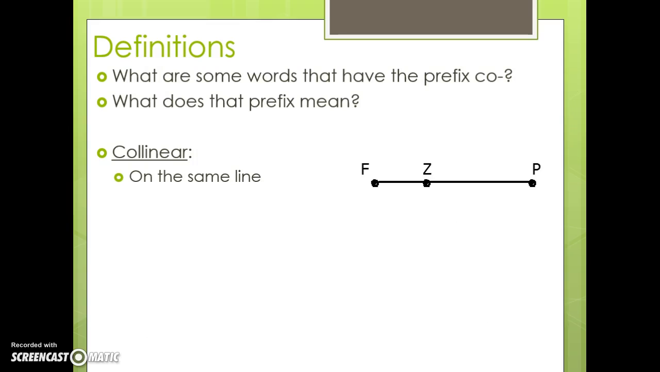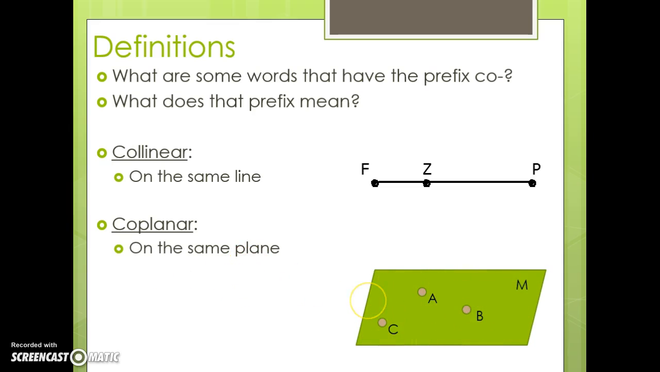It was supposed to be right in here and it deleted it for some reason. So collinear. We could say points F, Z, P are collinear. Why? Because they're together on the same line. What do you think this is? What does this mean? There you go. Now you're thinking. Coplanar: together on the same plane. So we would say points A, B, and C are coplanar.